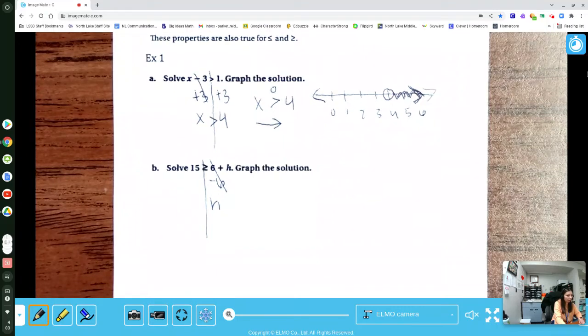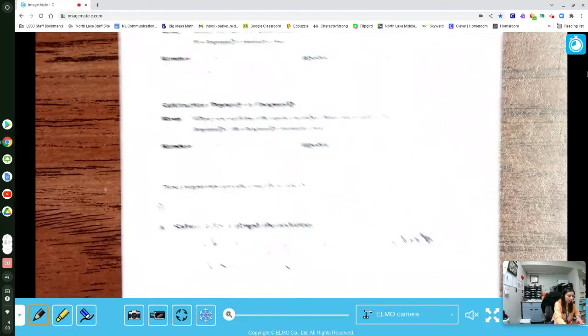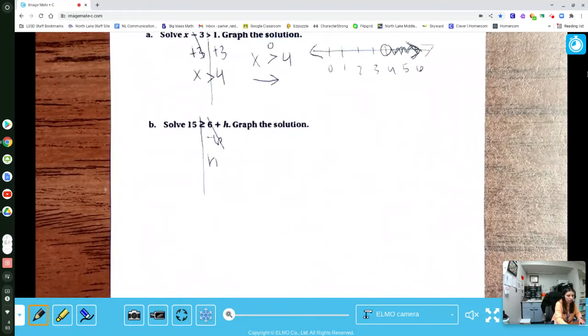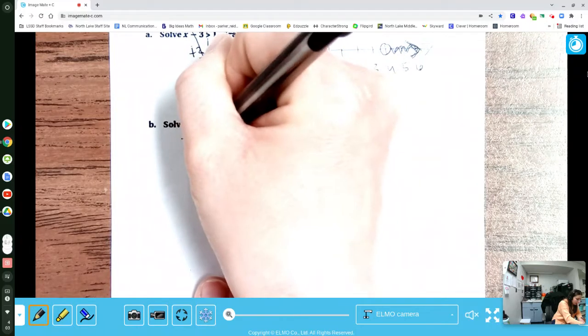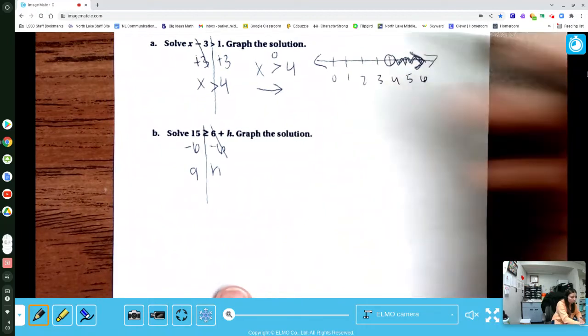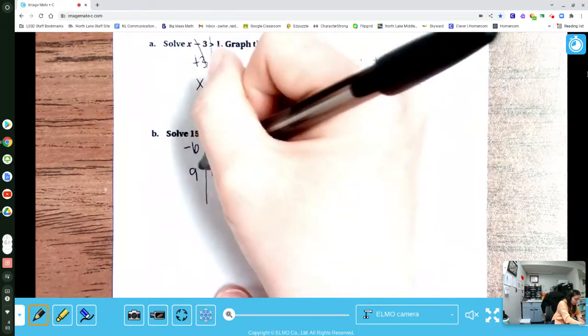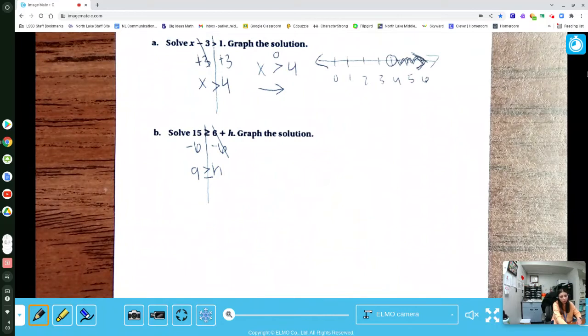But remember, we learned that when you subtract from one side of an inequality, you must do the same to the other side so that it remains true. So I'm going to subtract 6 from 15. 15 minus 6, I get 9. And then don't forget, this is not an equation. We're not going to use an equal sign in our solution. We're going to carry down our symbol from above, greater than or equal to. 9 is greater than or equal to h.